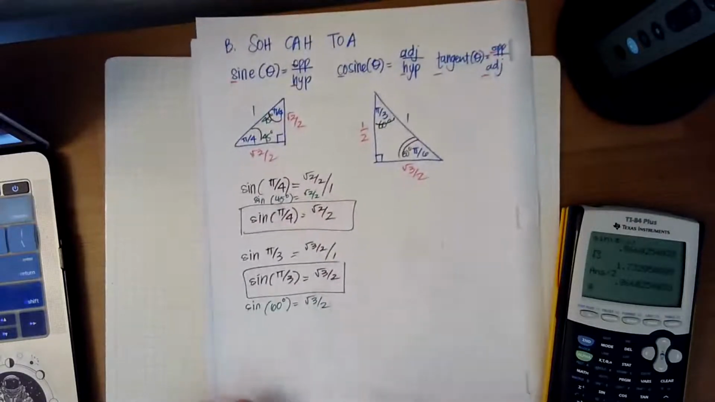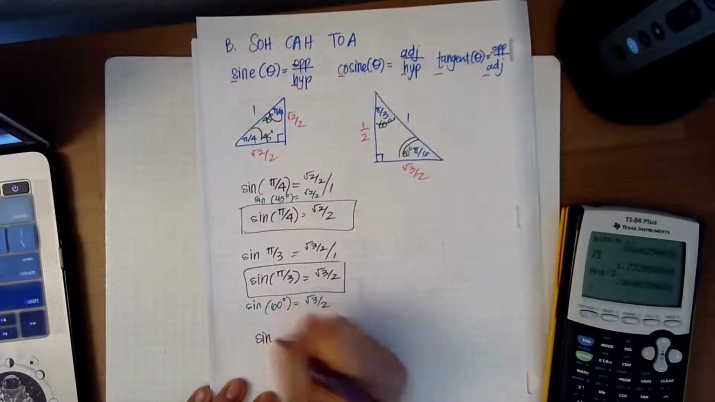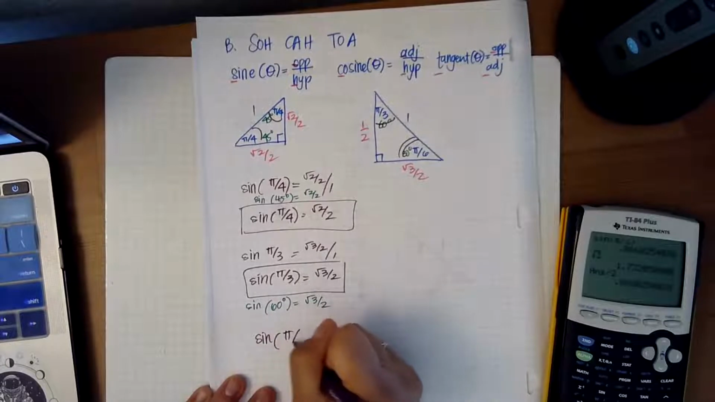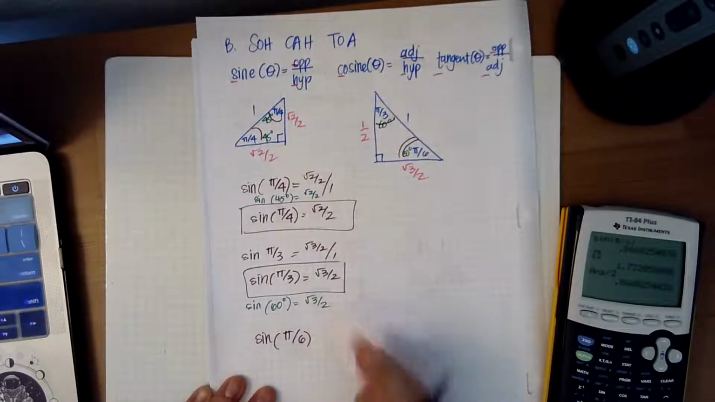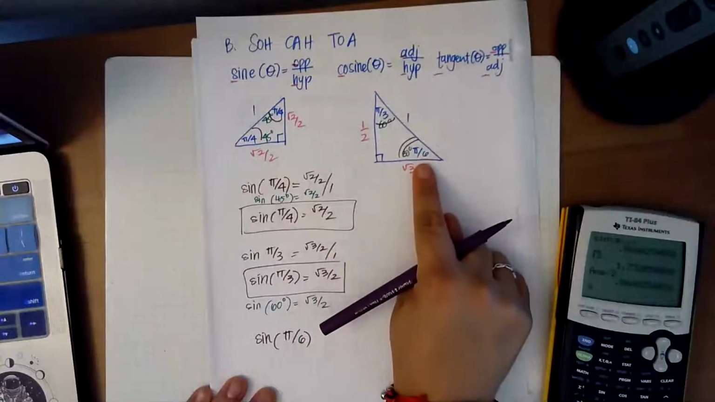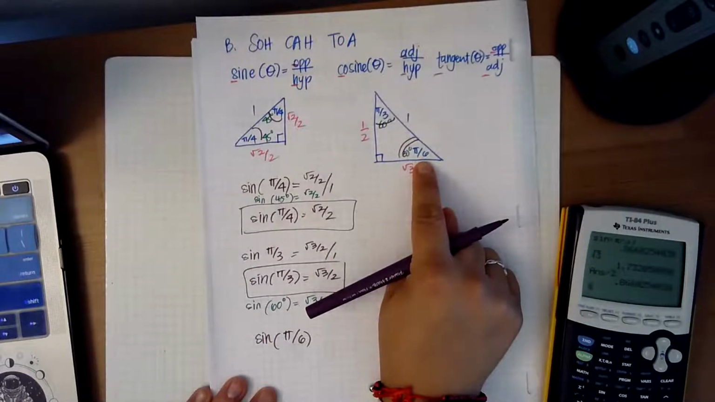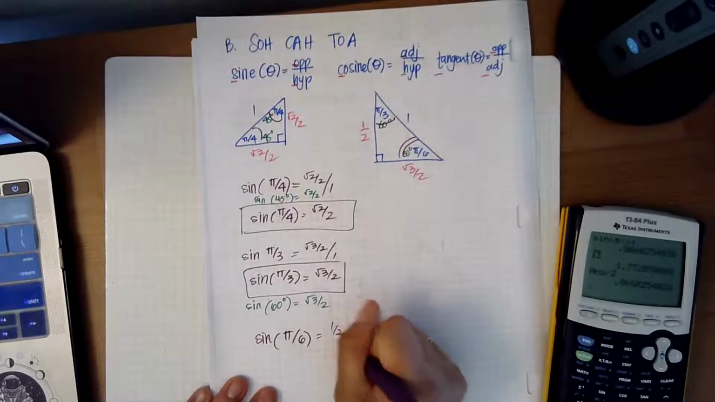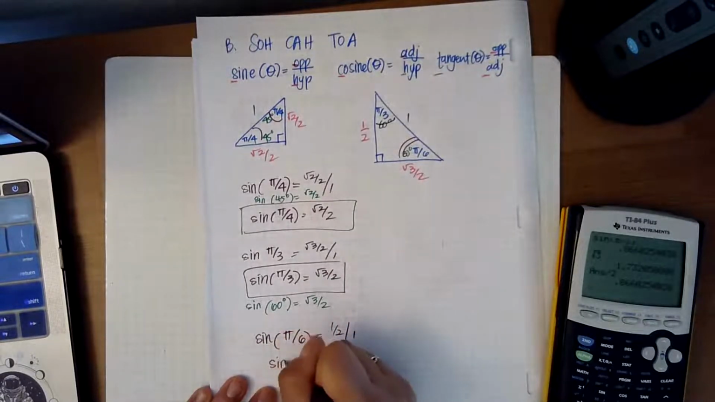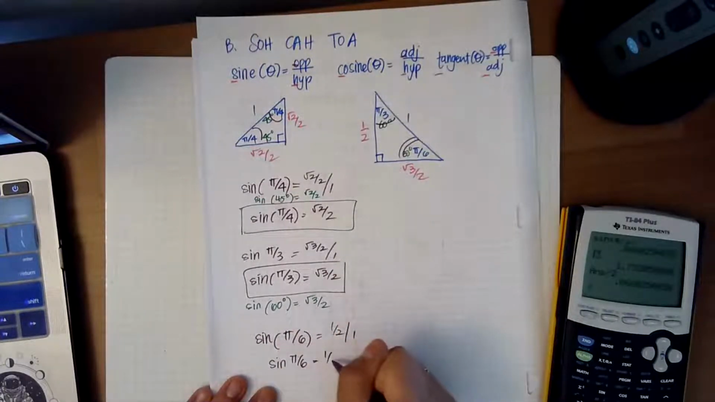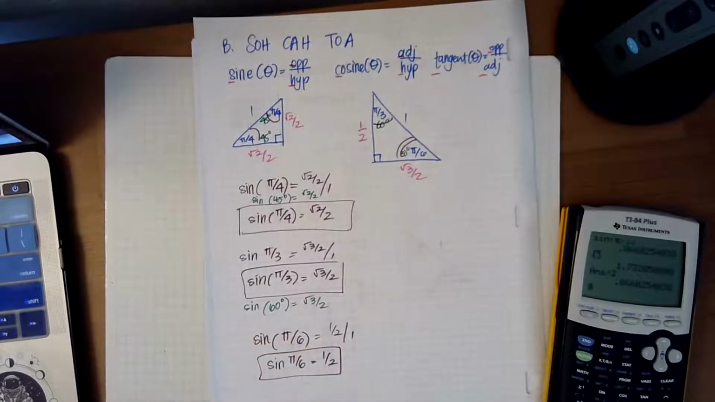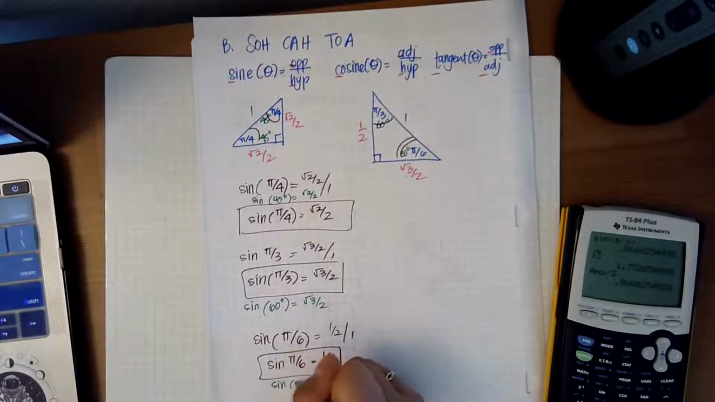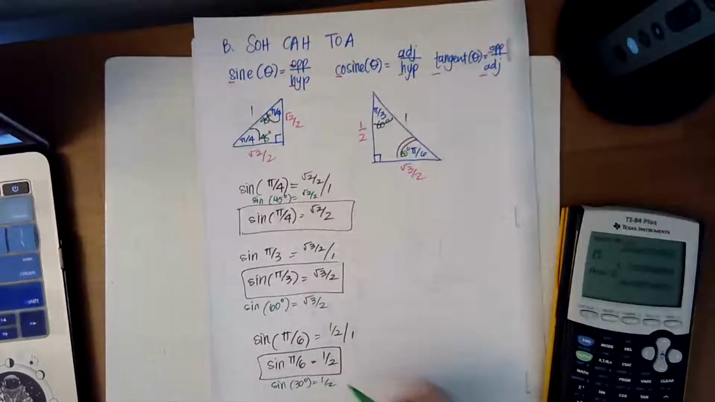Okay, one more. Let's look at sine of pi over 6. So again, now this is my angle of reference, pi over 6, and I'm going to go opposite over hypotenuse. So that gives me 1/2 over 1. So I know that sine of pi over 6 is equal to 1/2. What does this mean? I just said that sine of 30 degrees is 1/2.